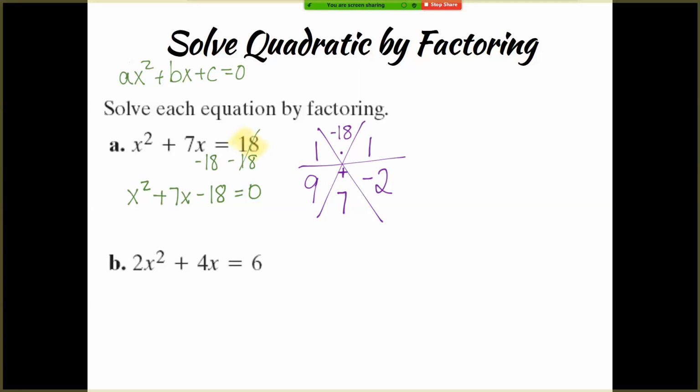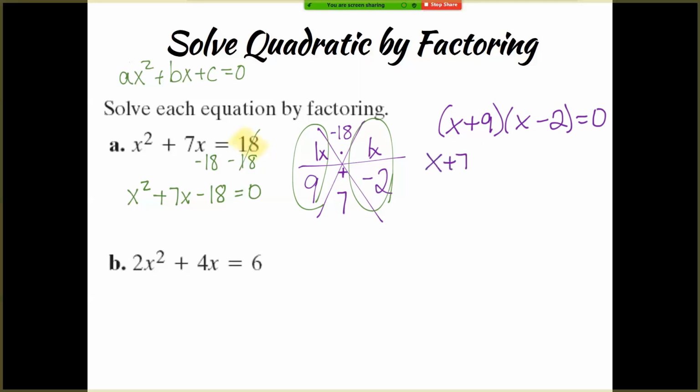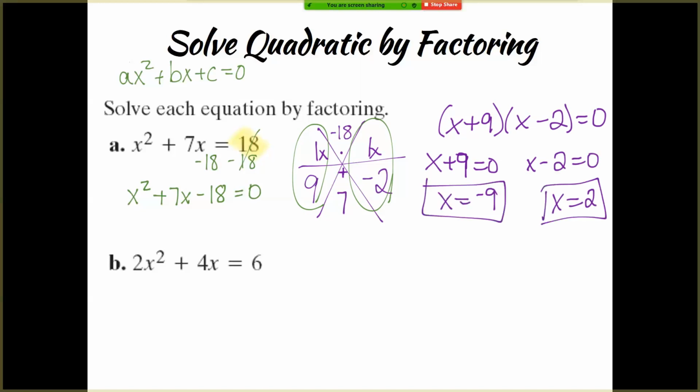When I look at my 2 fractions here, neither one reduces, so I can just add my x's to the top. And then go ahead and write my factors, x plus 9 and x minus 2 still equals 0. So now I'm going to take both of these and set them equal to 0. So x plus 9 equals 0, x minus 2 equals 0, which gives me 2 answers, x equals negative 9 and x equals 2.